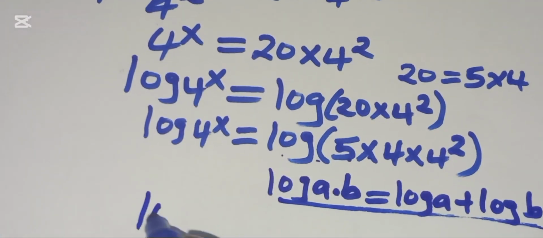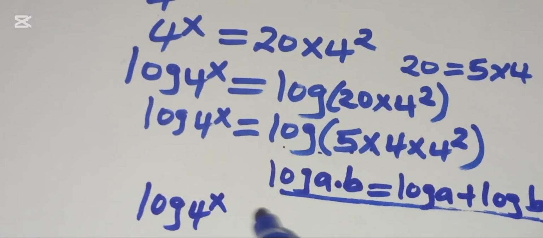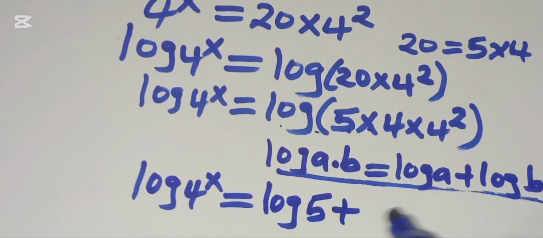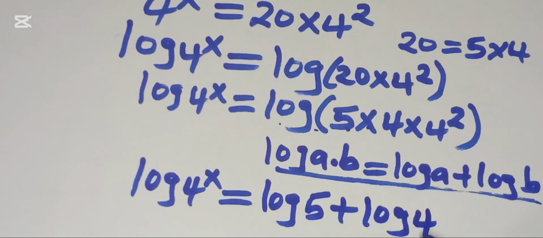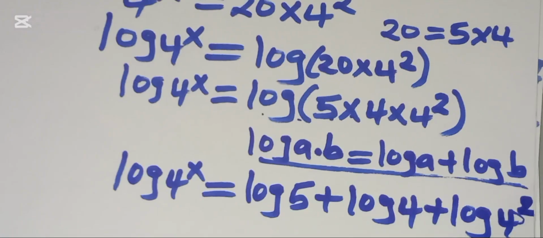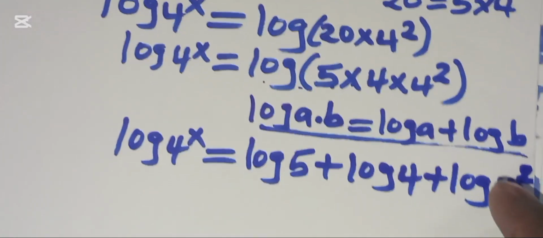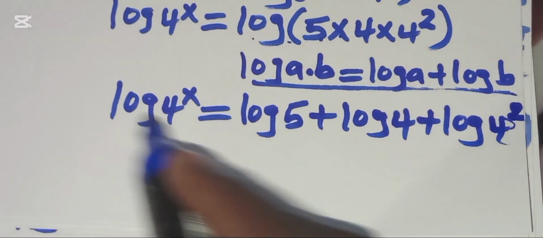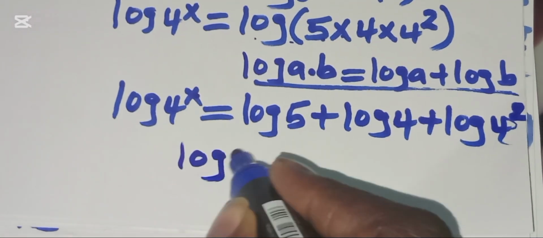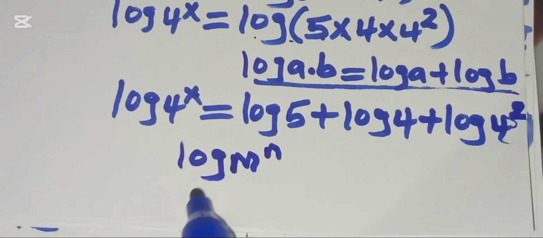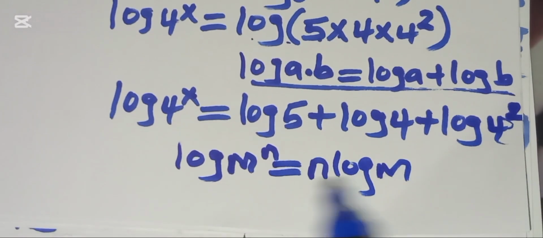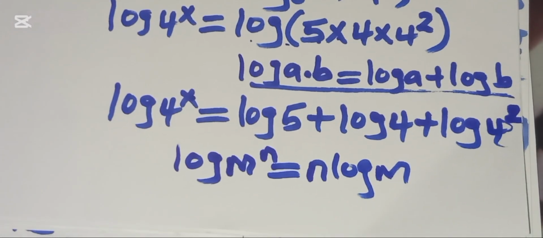We are going to have log 4 raised to power x equal to log 5 plus log 4 plus log 4 raised to power 2. Okay, I hope you're following. Now from here again, log 4 raised to power x is in the form of log m raised to power n. This can be expressed as n log m. Okay, so let's apply this identity and we manipulate this equation as follows.